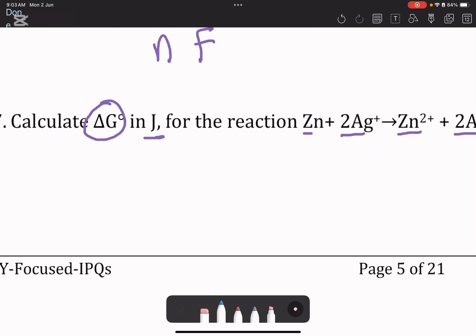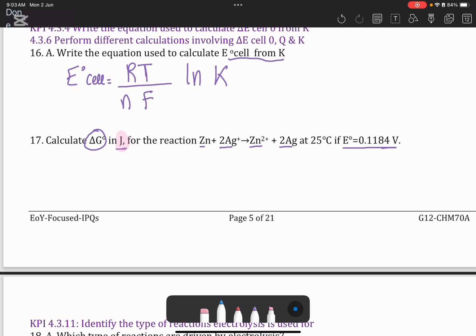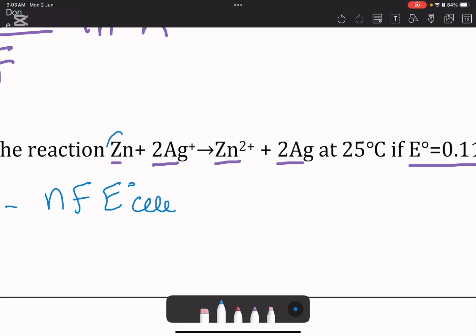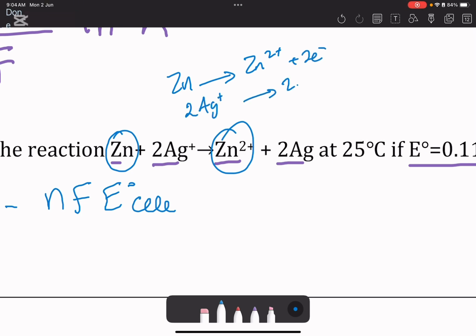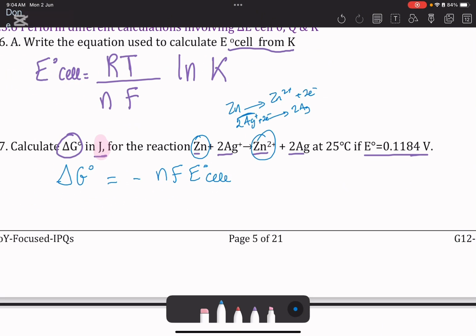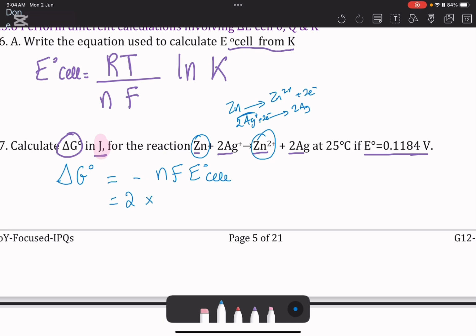Now, since in this question they are telling us to find it in joules, I'm not going to divide. So delta G equals minus nF E cell. How do I look at the electrons transferred? Zn to Zn2 plus needs 2 electrons. Or you can simply take 2Ag plus to 2Ag, that also needs 2 electrons. So the n here is equal to 2.